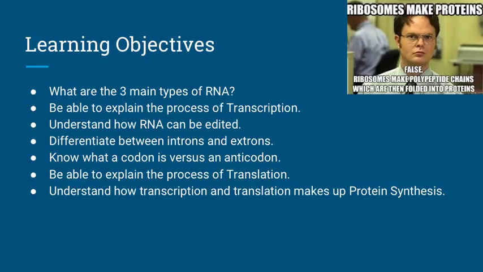So, by the end of this unit, you are going to learn the following. 3 main types of RNA, be able to explain the process of transcription, understand how RNA can be edited, differentiate between introns and exons, know what a codon is versus an anticodon. It's a big one. And be able to explain the process of translation as it relates to the making of protein synthesis.